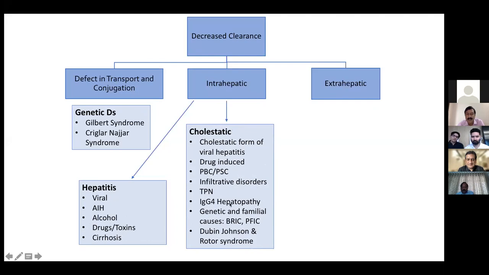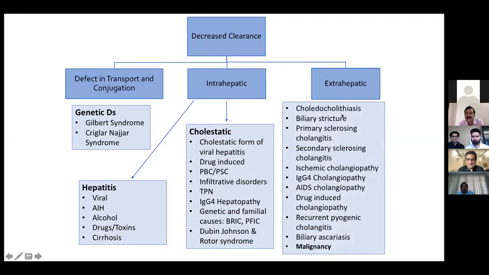IgG4 hepatopathy is an upcoming cause, and it's being diagnosed more and more. And as we discussed, genetic and familial causes like BRIC, PFIC, and Dubin-Johnson and Rotor syndrome can also present with cholestasis. So moving on to the extrahepatic causes, primarily it is benign, and choledocholithiasis is one of the common causes. Then you can have biliary strictures, which can be related to chronic pancreatitis or surgeries, and then PSC, secondary sclerosing cholangitis, ischemic cholangiopathies, IgG4 cholangiopathy, and AIDS cholangiopathy are other uncommon causes. You have to keep in mind that malignancy is an important extrahepatic cause of cholestasis.